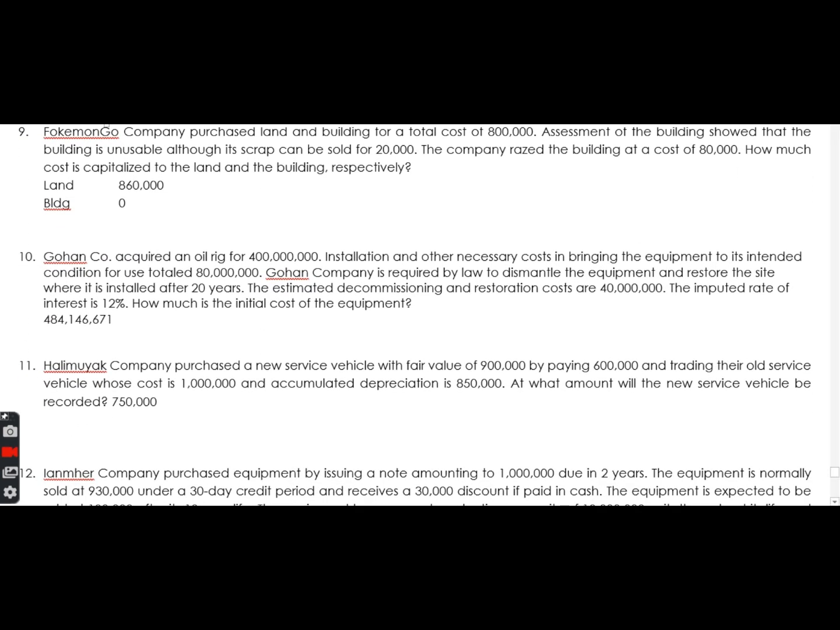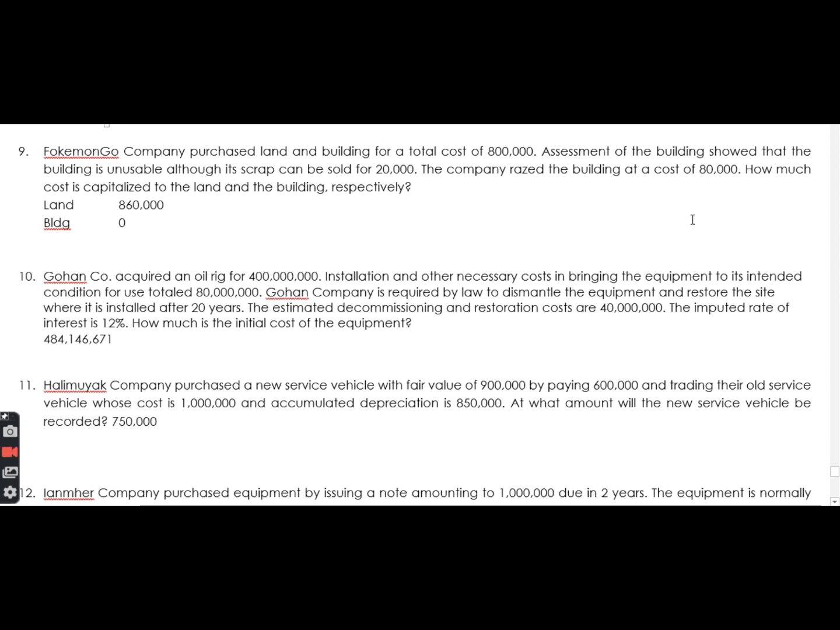Si Pokemon Go. So, Pokemon Go company purchased land and building for a total cost of 800,000. Assessment on the building showed that the building is unusable, although its scrap can be sold for 20,000. The company razed the building at a cost of 80,000. How much cost is capitalized to the land and the building respectively?